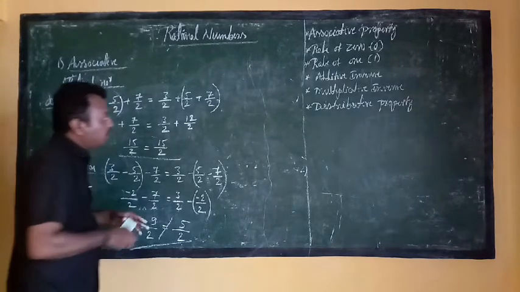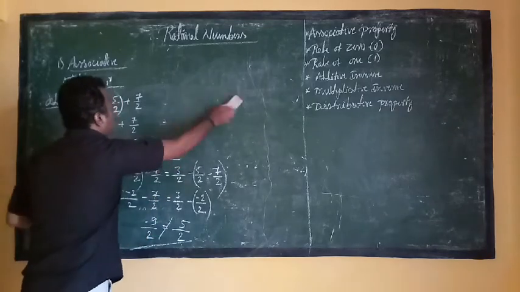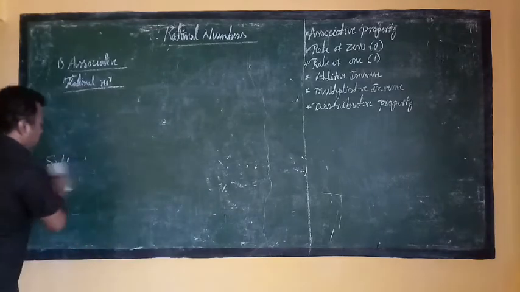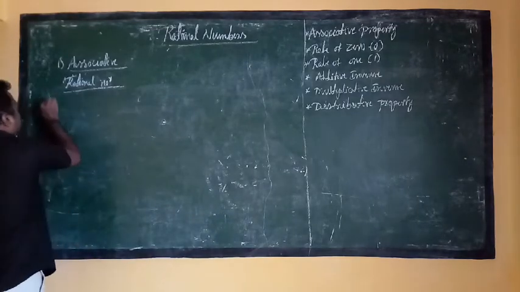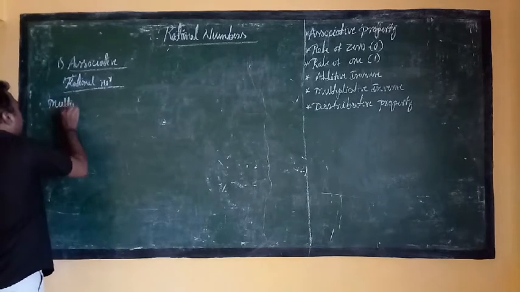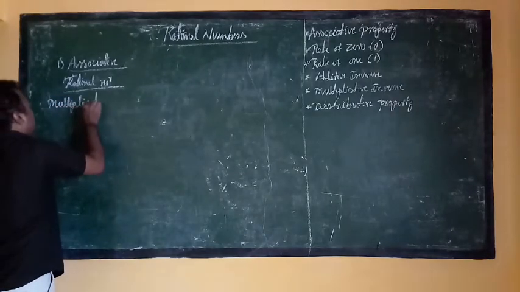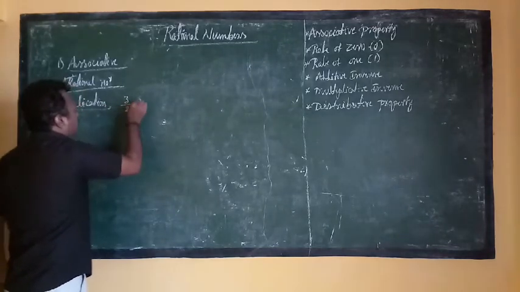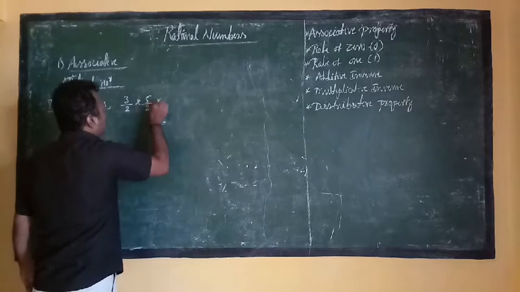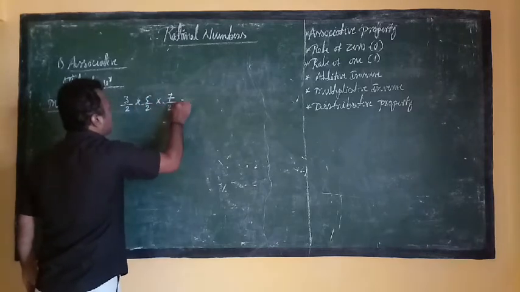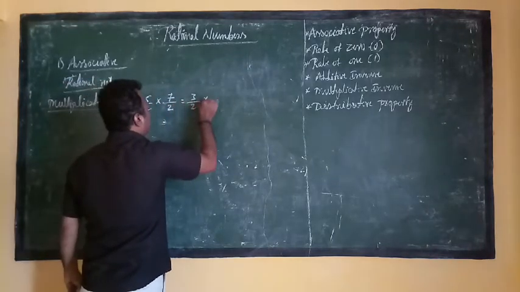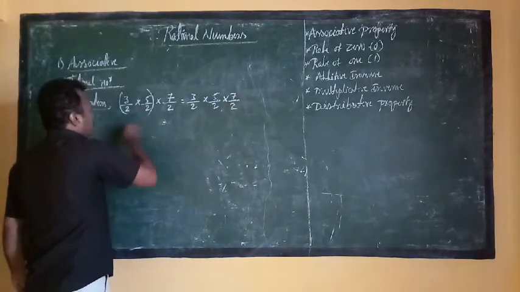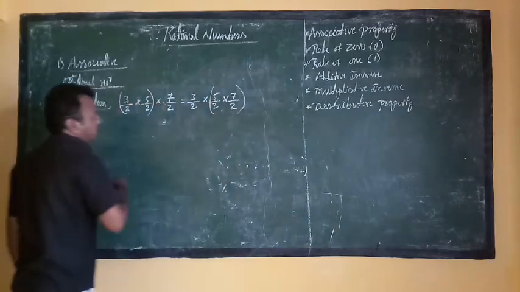Got it? So like that, multiplication. So let us check it. Multiplication. 3 by 2 into 5 by 2 into 7 by 2 is equal to 3 by 2 into 5 by 2 into 7 by 2. So the first two rational numbers I will make the group, and the last two numbers I will make the group.